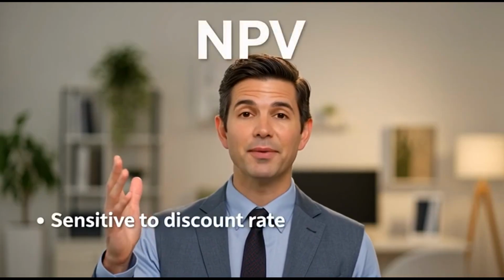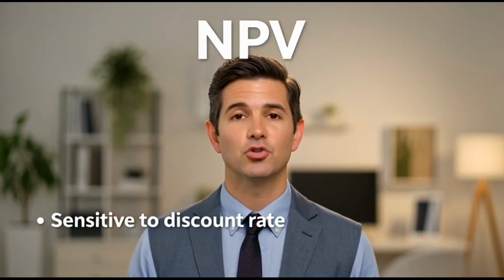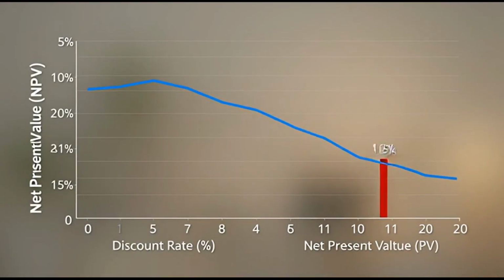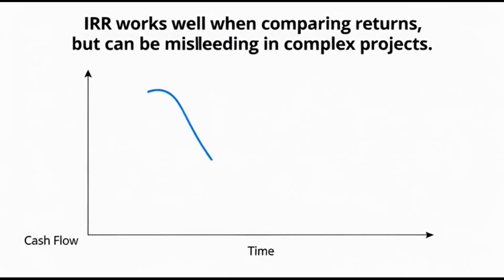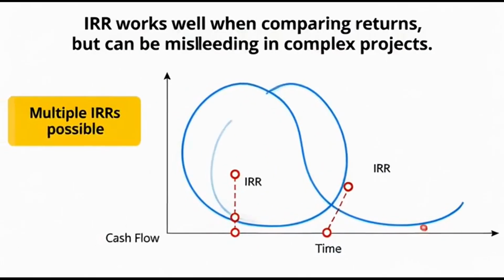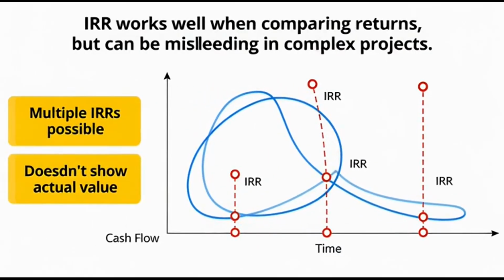NPV is the most reliable method when the goal is maximizing shareholder value. However, it has a key limitation. As the rate increases, the NPV decreases, which can be misleading. IRR works well when comparing returns, but can be misleading in complex projects. Problems: multiple IRRs possible, and it doesn't show actual value.